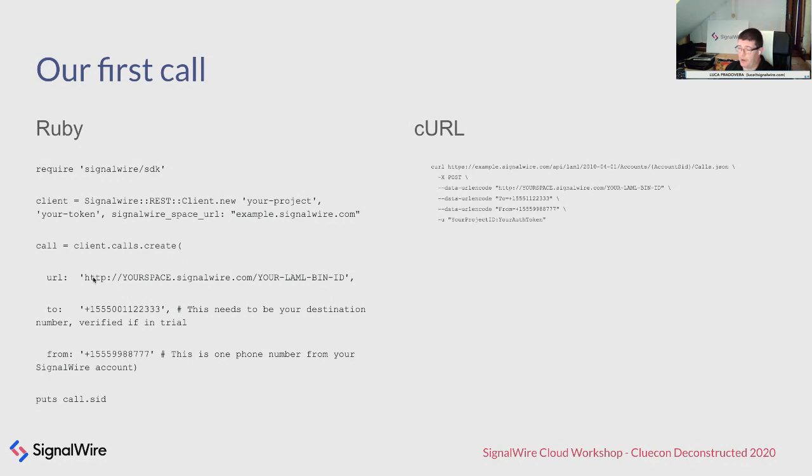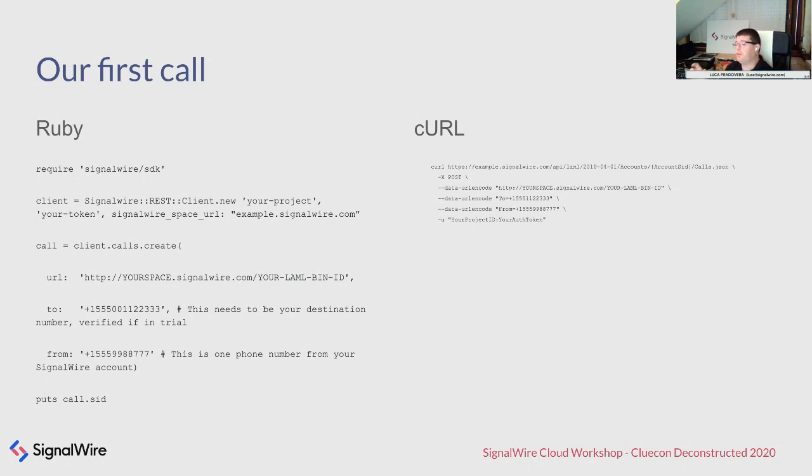URL is where the call will go after the call is dialed. If you remember, when we dialed into our phone number, we had set up the phone number to handle the call using a specific LAML bin, which was in our space. You could do the same thing, or this could be the URL for your application.